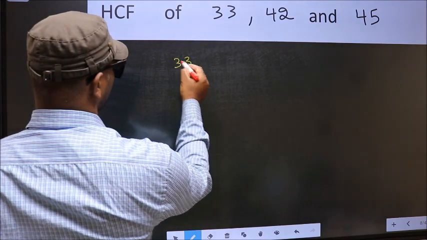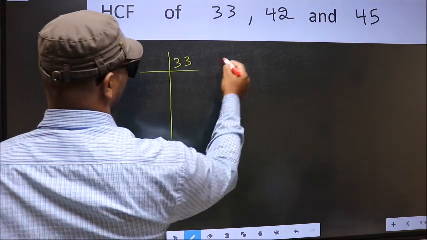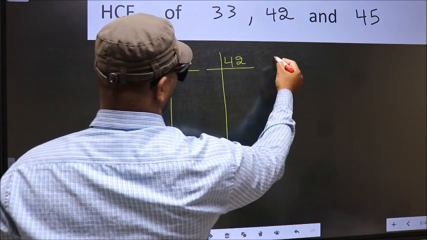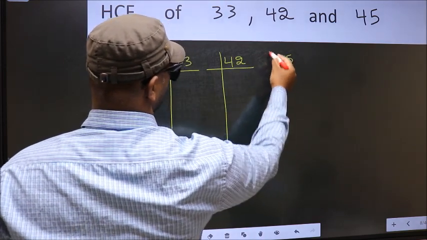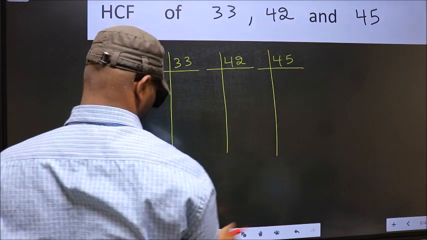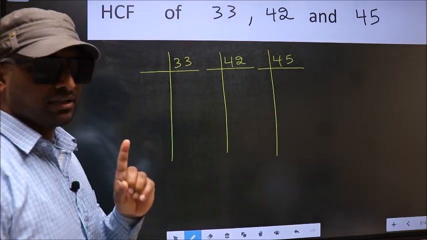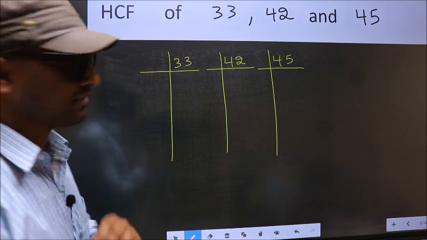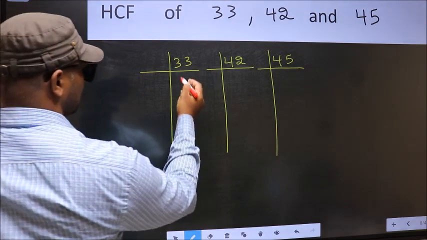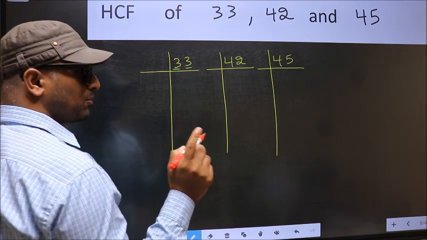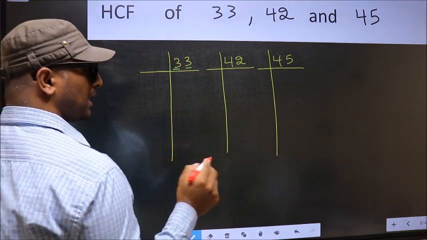33, 42, 45. This is your step 1. Next. Now you observe each digit is 3 here. And most important, 3 is a prime number.